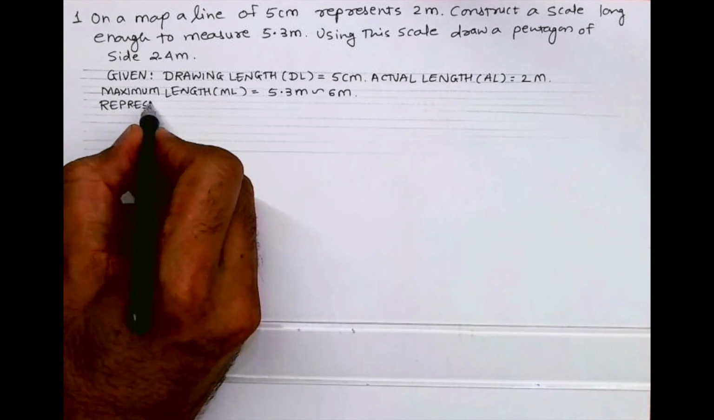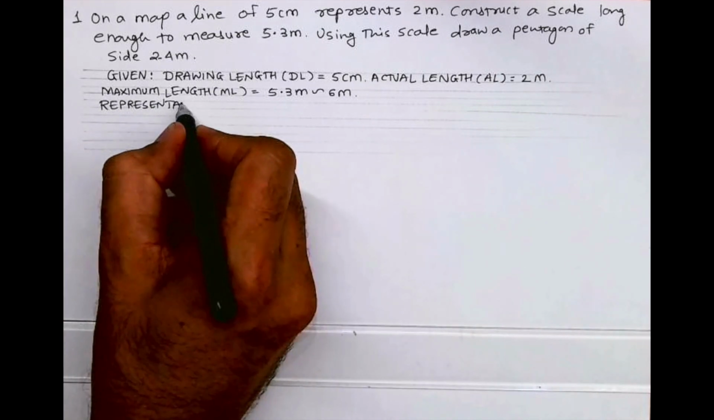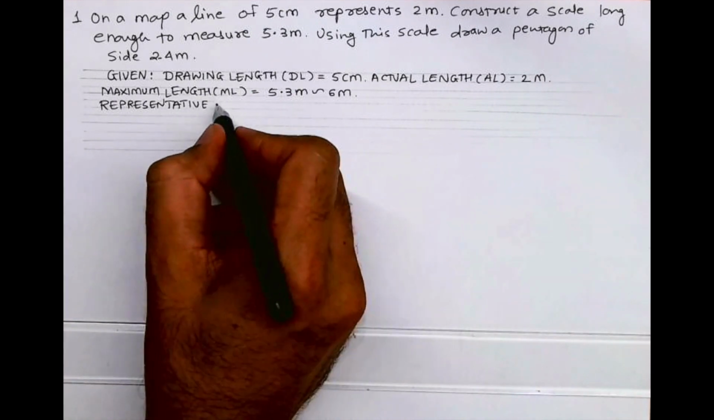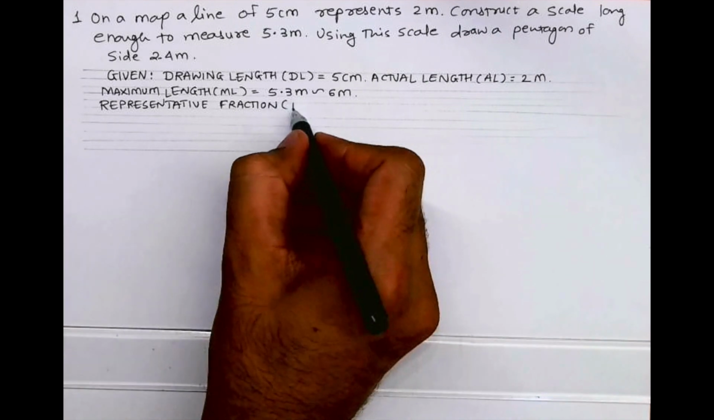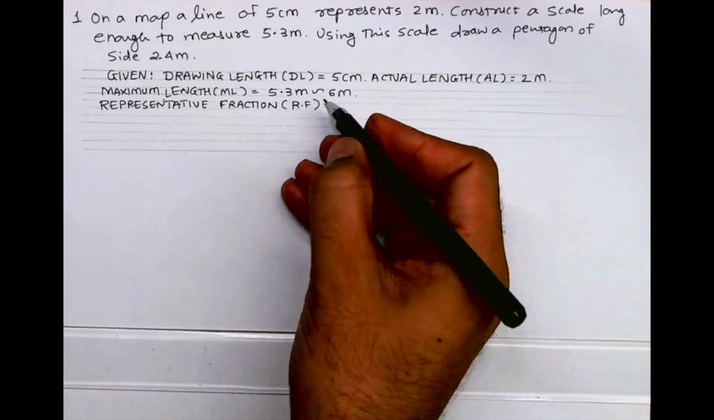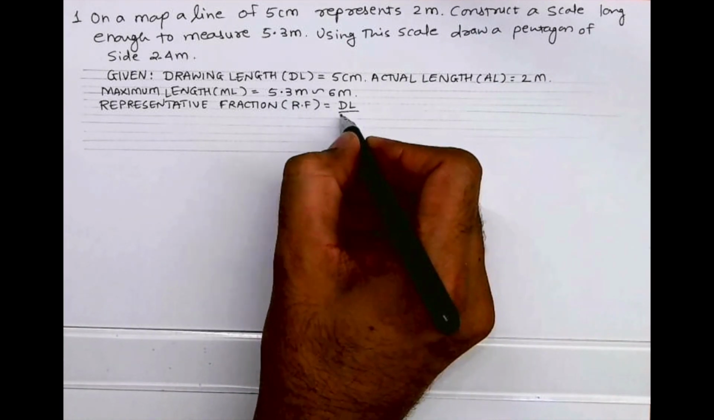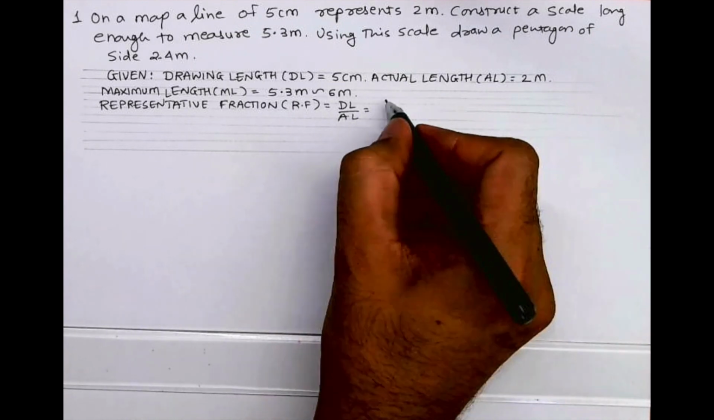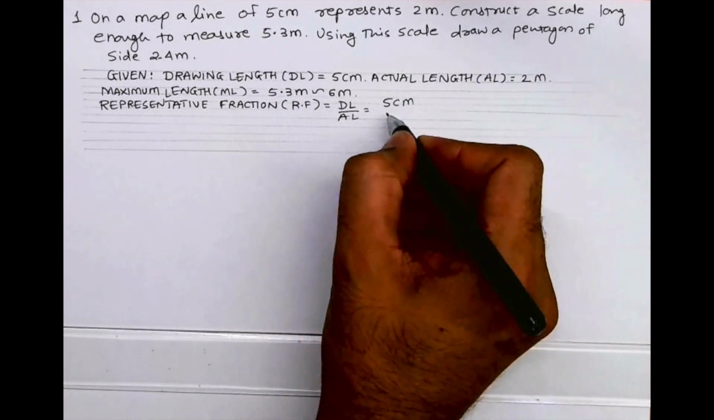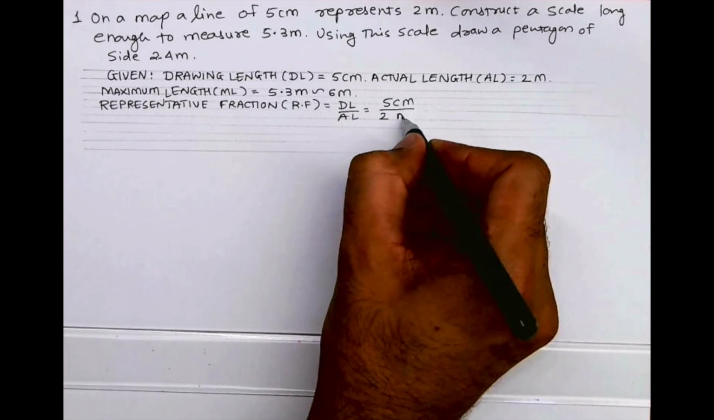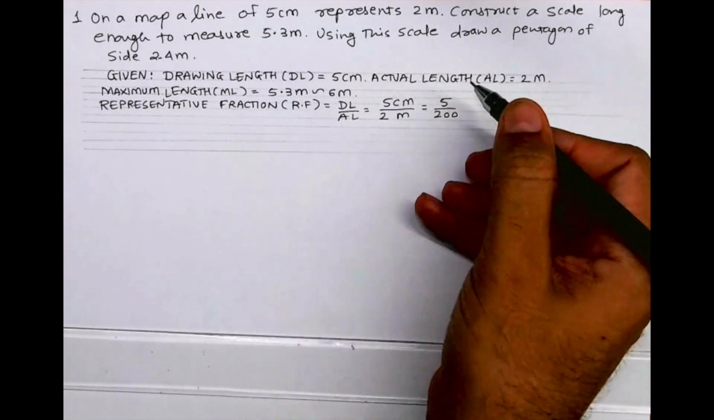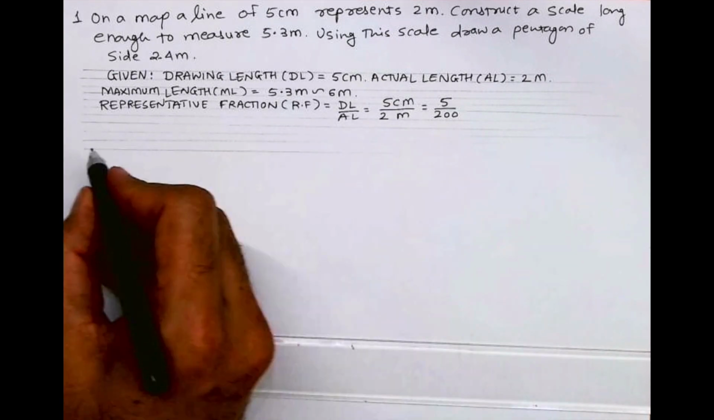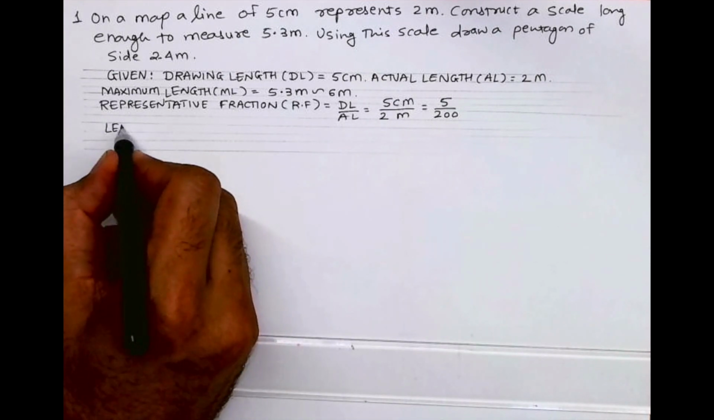Then we'll write, first we need to find out representative fraction. So we know representative fraction is what? Drawing length upon actual length. So what is drawing length? 5 cm. What is actual length? 2 meter. So we'll do 5 upon 200. So this is RF. Then we know length of scale is equal to RF into ML.